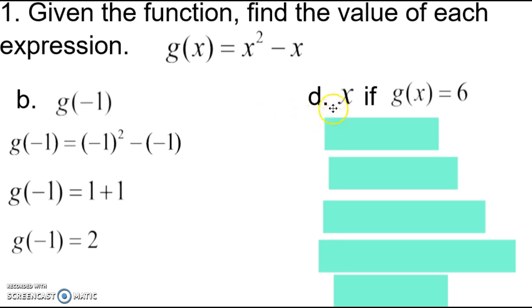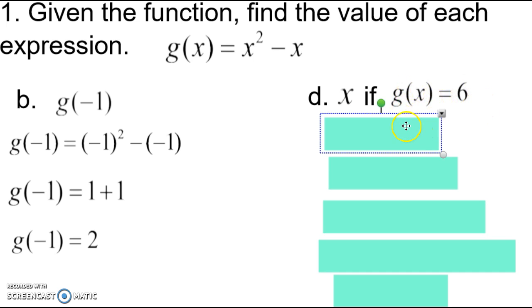The next problem is we want to find x if g of x is equal to 6. So notice it is not worded in the same way as letter B. This is a completely different problem. Here's my g of x. Now we're not going to put 6 in for x, or else that would be g of 6. We want to know what value of x lets the equation equal 6.